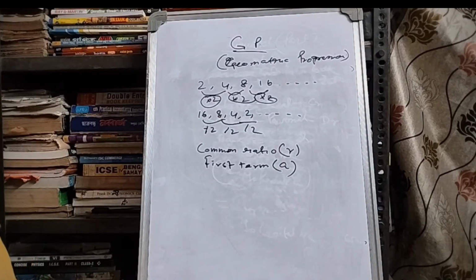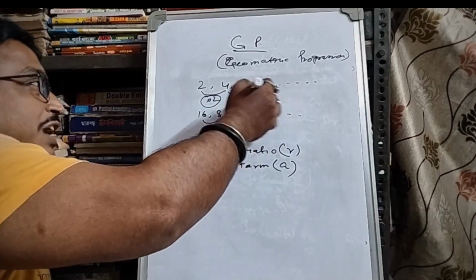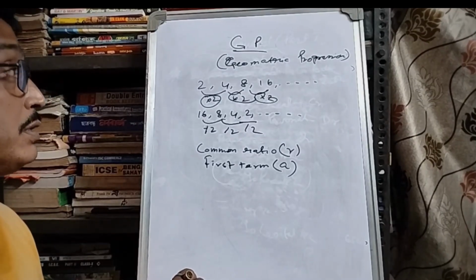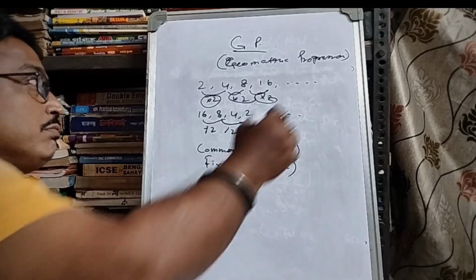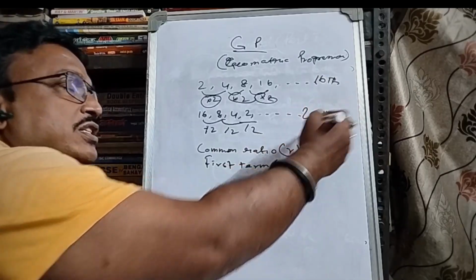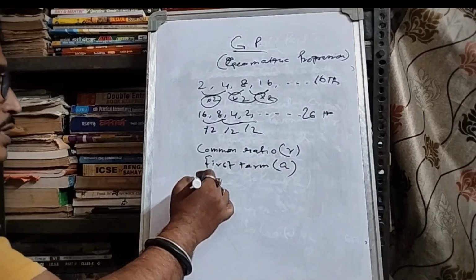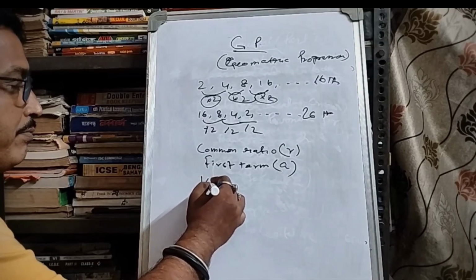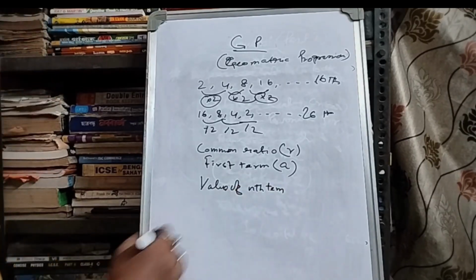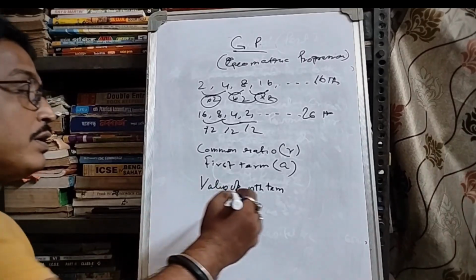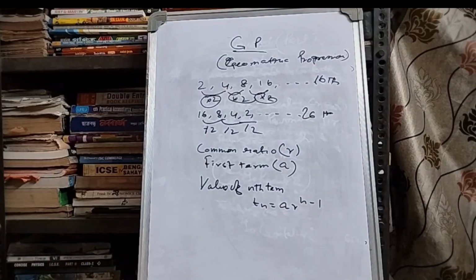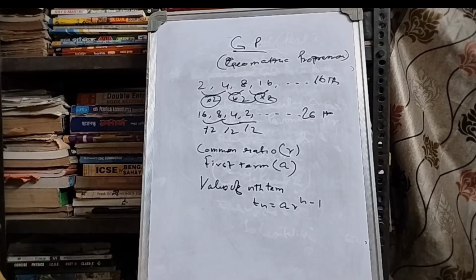So it is definitely clear that after giving a series, maybe you have to find out the 16th term, or the 26th term, etc. In that case, the value of the nth term, Tn, is equal to a r to the power n minus 1. That is the value of the nth term.